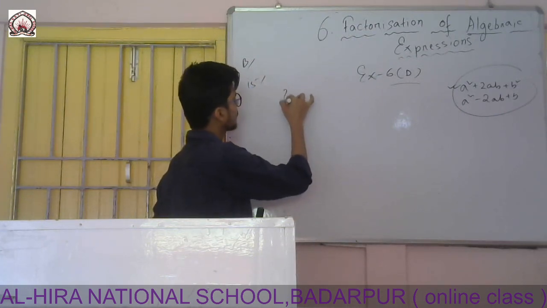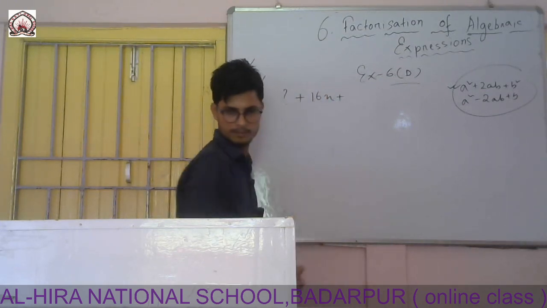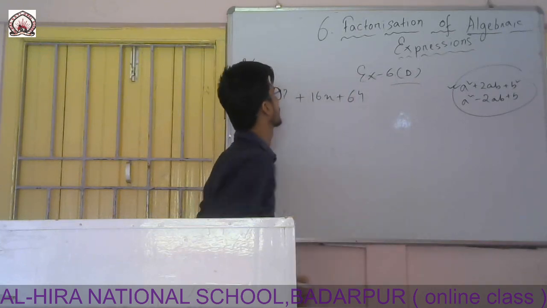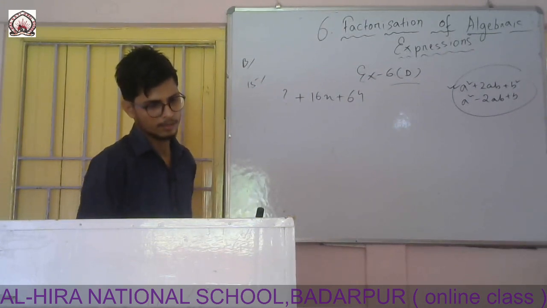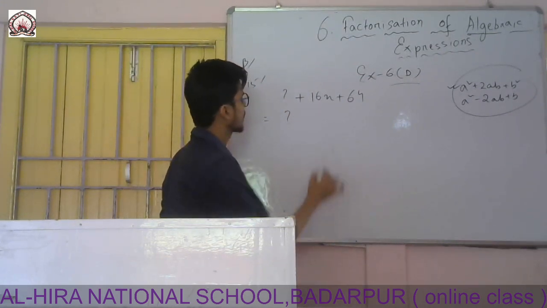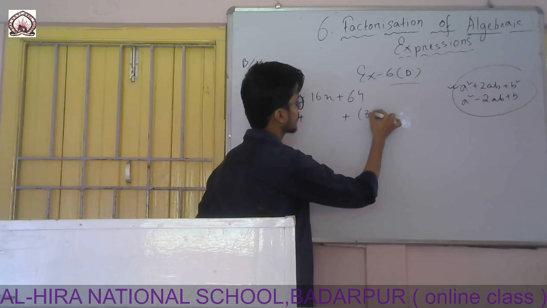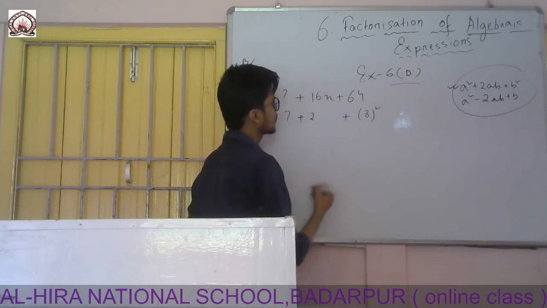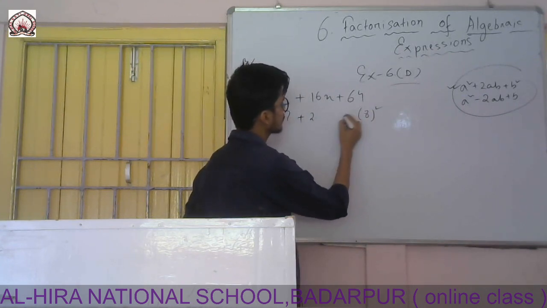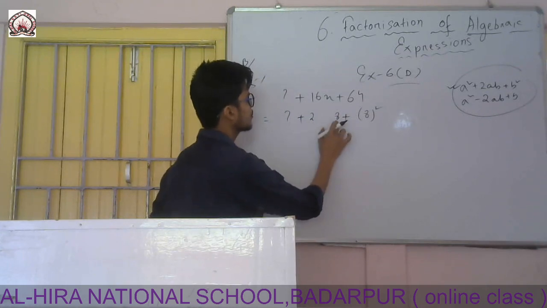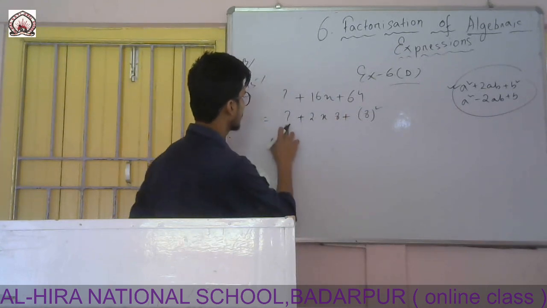Question mark plus 16x plus 64. So I can write it as question mark, leave this place, and go for the last one, 64, it is 8 square. So if I break this one, it will be 2, a you keep, and you write this one as a. Now you solve this one, 8 2s are 16, which one is missing? Only x, that means the first term is a, there it will be x.